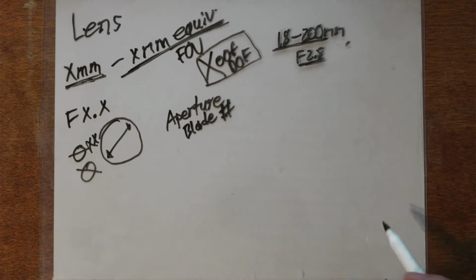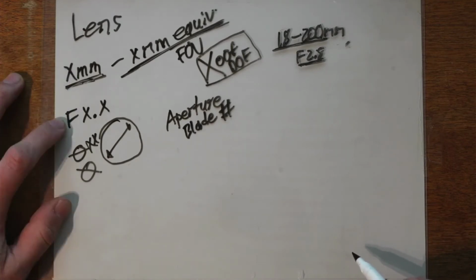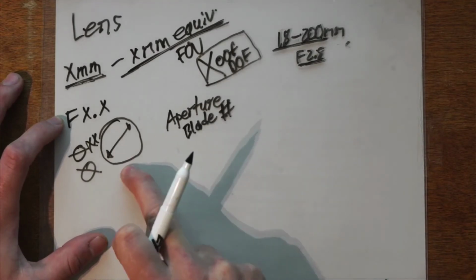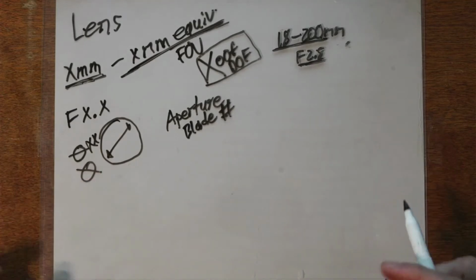Alright, I think that kind of covers us for what you're going to see on a lens. You're going to see this millimeter count, you're going to see an f-stop. You're not going to see this, you're going to have to look this up. This is also going to be on the front of the lens. Yeah, these are the basic things.